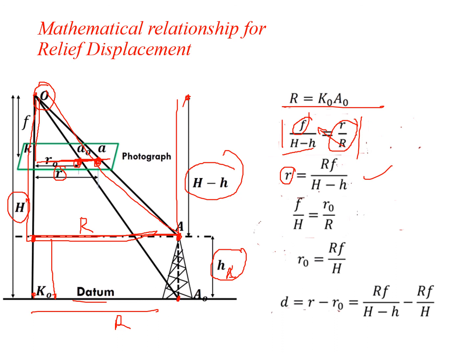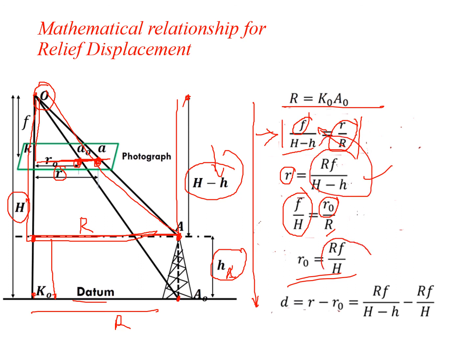The same can be expressed for the entire flight height instead of H minus HA. So for this you can write, just like here, f upon H, focal length upon total flight height, is equal to r0 divided by R. The R distance remains the same whether it is a0 or a point. So from this you can write r0 is equal to Rf upon H. Just compare this expression to this one.